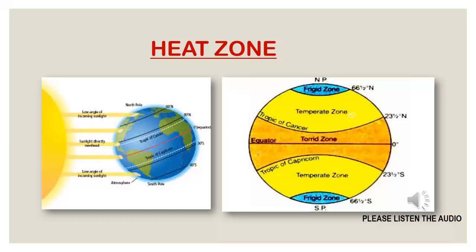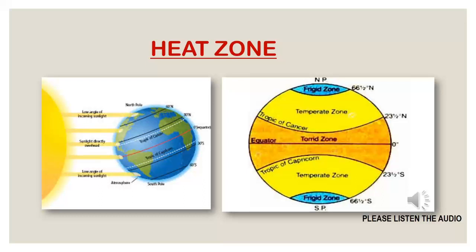Next we have the temperate zone. These zones lie between the Tropic of Cancer and the Arctic Circle in the northern hemisphere, and between the Tropic of Capricorn and the Antarctic Circle in the southern hemisphere. The zone never receives vertical rays of the sun, and so it experiences moderate temperature throughout the year. The sun rays are slanting, reducing the heat and keeping the temperature moderate.